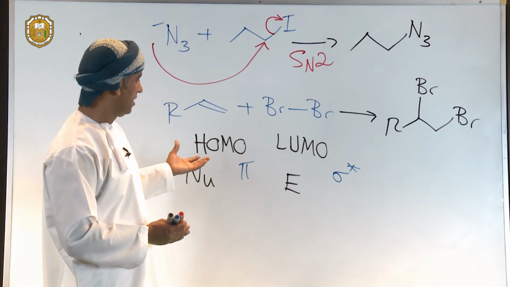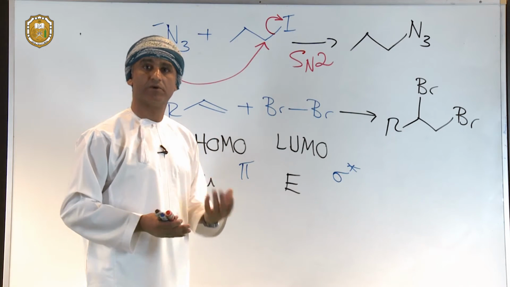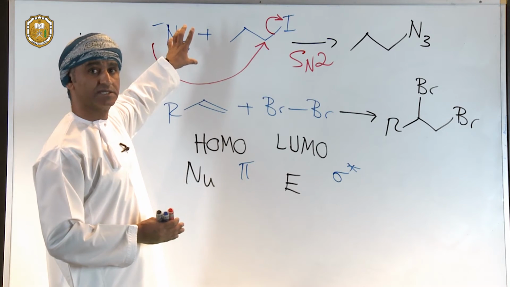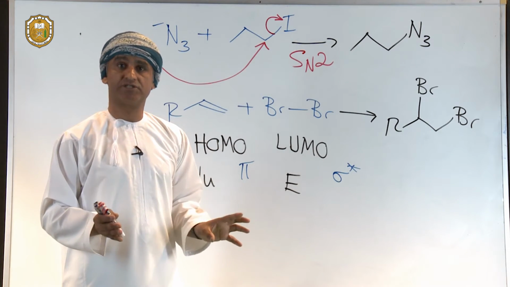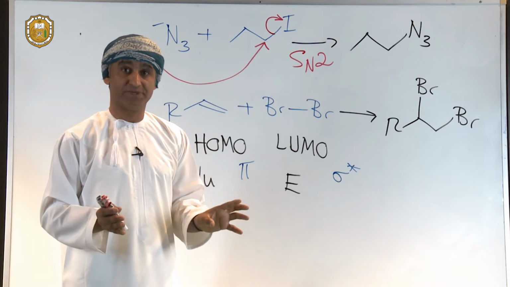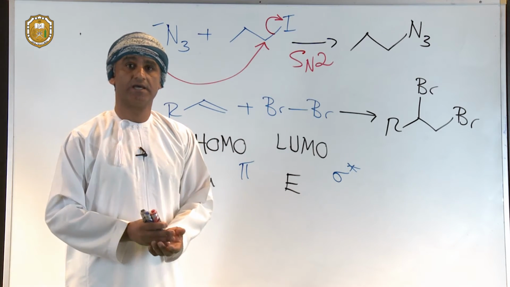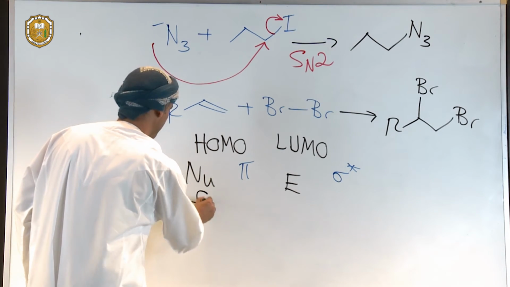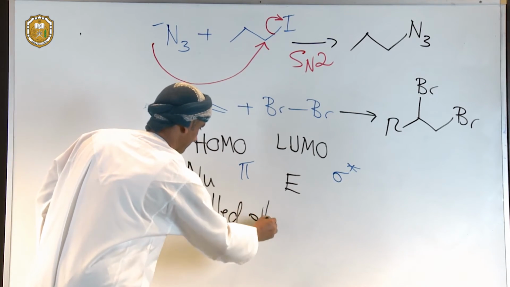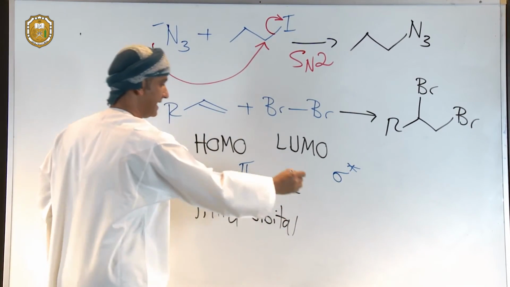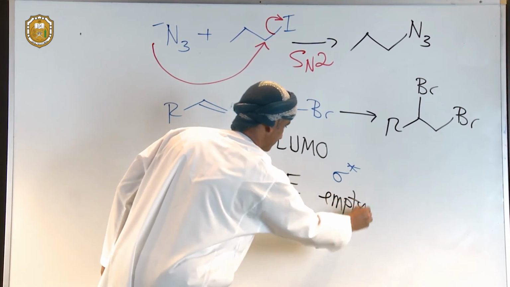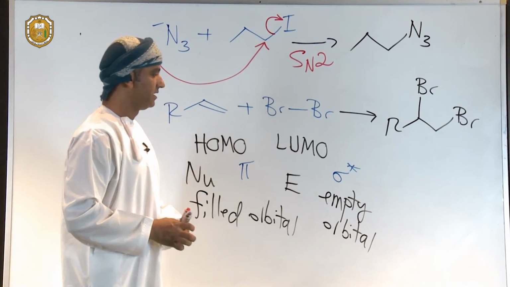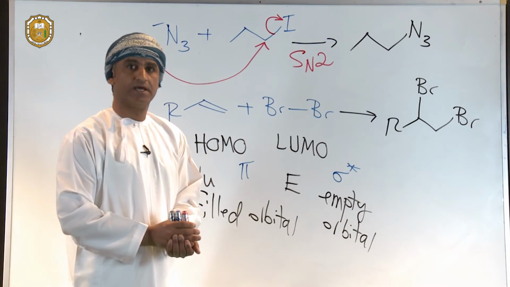So that's another reason why organic reactions take place. The first example illustrates the attraction between oppositely charged intermediates. The second example is a reaction between a filled orbital and an empty sigma star orbital. So we can also write that down: a filled orbital with an empty sigma star orbital. That's another reason why organic reactions take place.